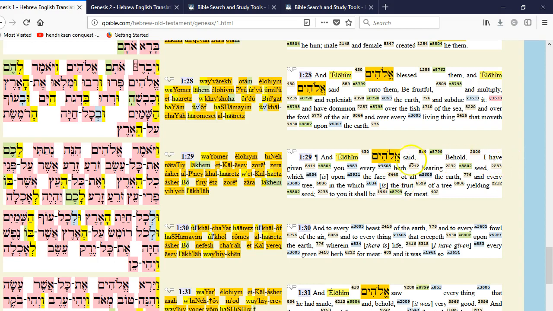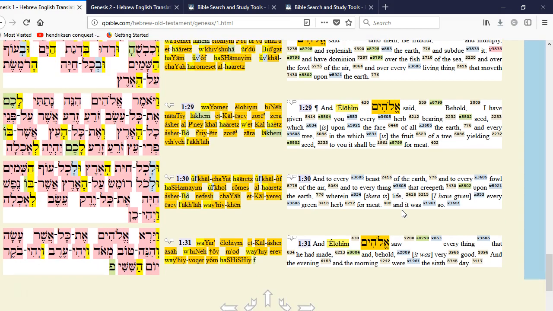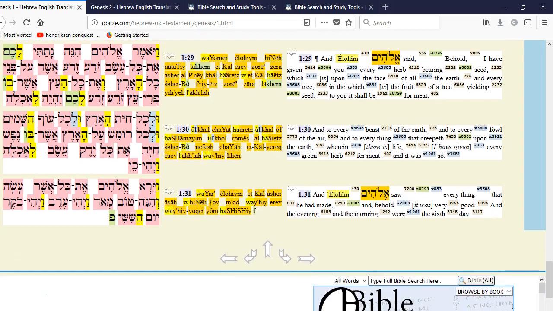And Elohim said, Behold, I have given you every herb-bearing seed which is upon the face of the earth, and every tree in which there is a fruit of a tree yielding seed. To you it shall be for meat. And to every beast of the earth, and to every fowl of the air, and to everything that creeps upon the earth wherein there is life, I've given every green herb for meat. And it was so. And Elohim saw everything that he made, and behold, it was very good. And the evening and the morning were the sixth day.